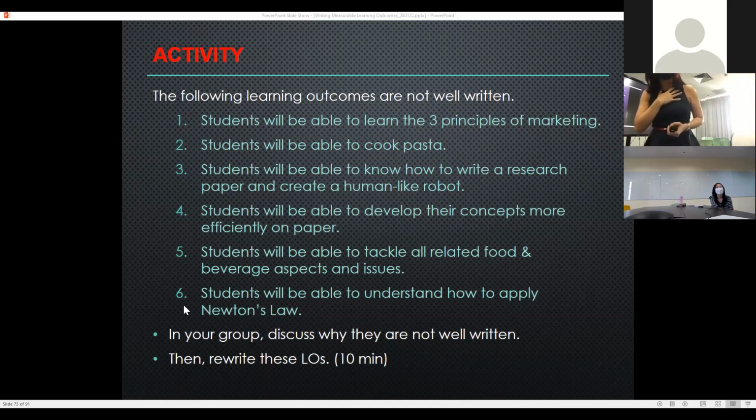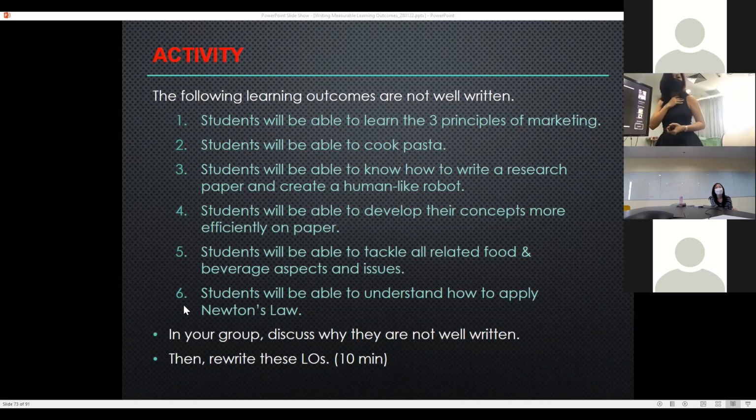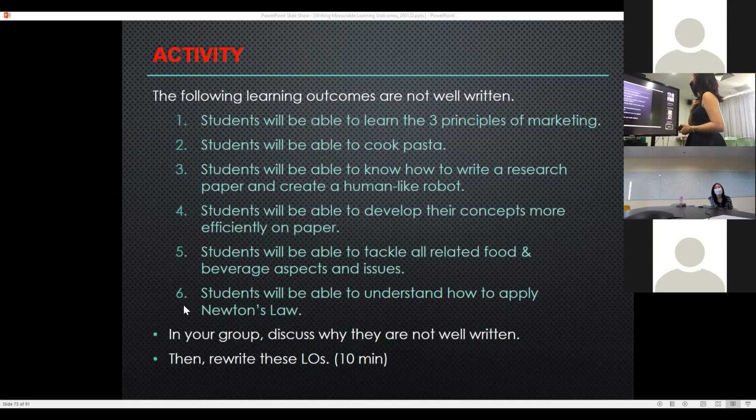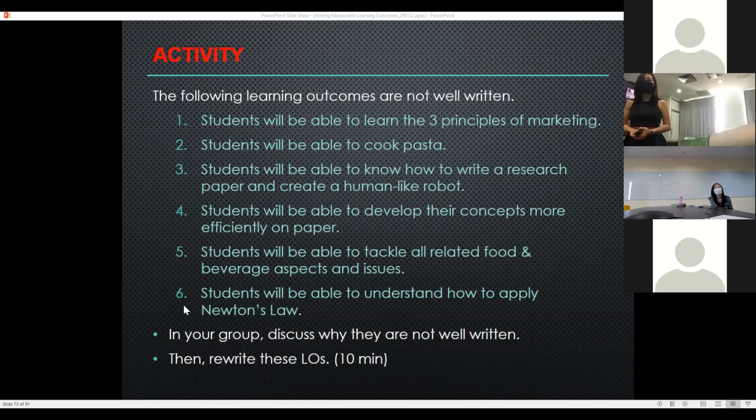Group 2? We choose to change the word learn to explain, able to explain the 3 principles of marketing. Okay, good try, good try. Right, let's look at the second one. Students will be able to cook pasta.